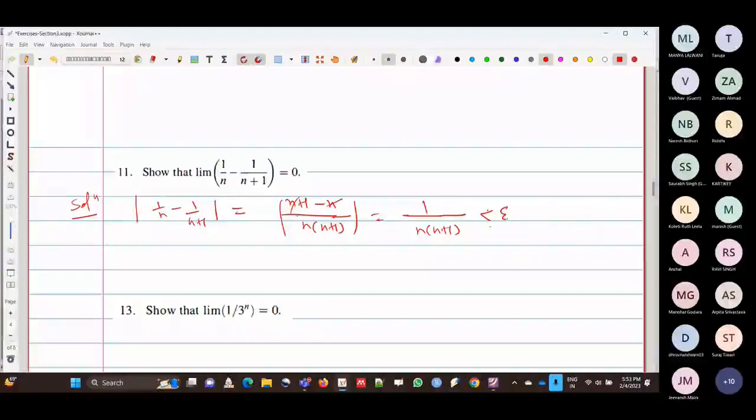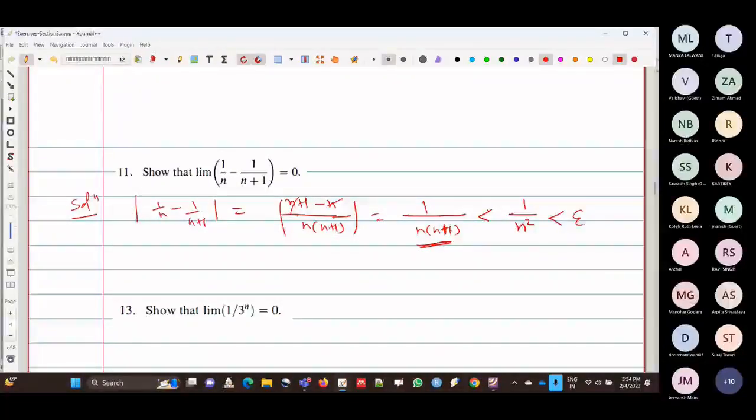If you write directly epsilon, it will be difficult to compute n with the help of this, because this may not be completely factorized. So let us make the denominator smaller, so that 1 upon n plus 1 becomes less than this one. So we can write very easily like this: n, and even n square you can write. You are just removing this plus 1, so making the denominator small, so that this quantity is going to be less than 1 upon n into n plus 1.